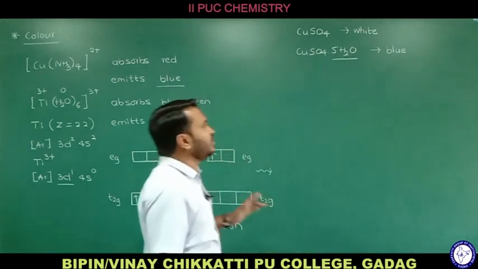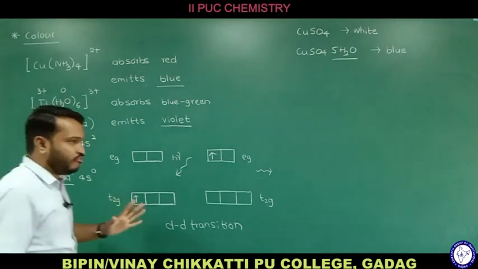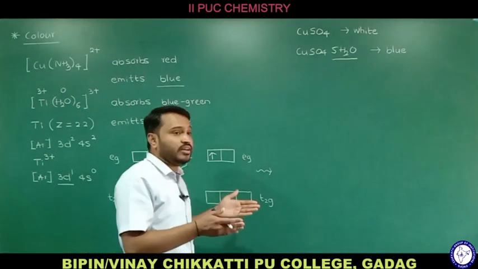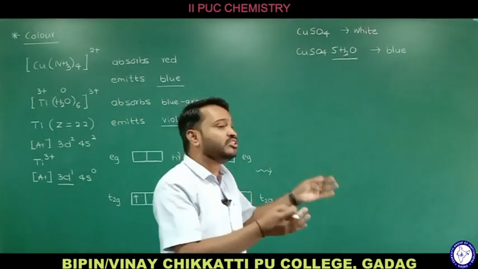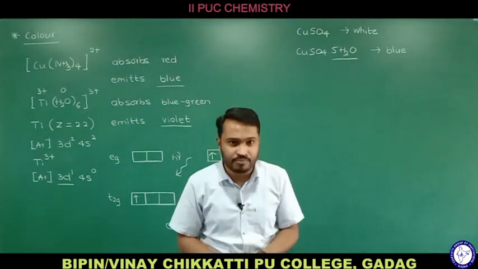That is all about the property of color, which is explained by crystal field theory, and this property is not going to be explained by valence bond theory. That is the best demerit of valence bond theory, you can remember.